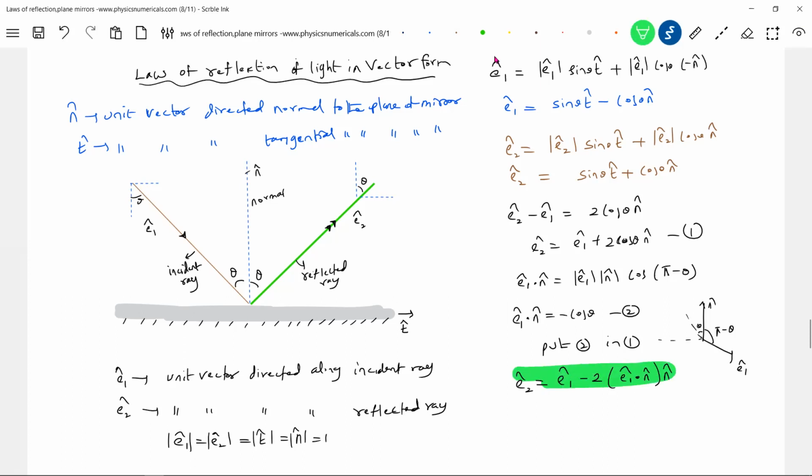So this is the vector form of the law of reflection. If you know the normal and if you know the direction of incident, you can predict the direction of reflected. That's very simple. If you know the normal for a plane mirror and the direction of incident, with this E2 cap you can predict the direction of the reflected ray.